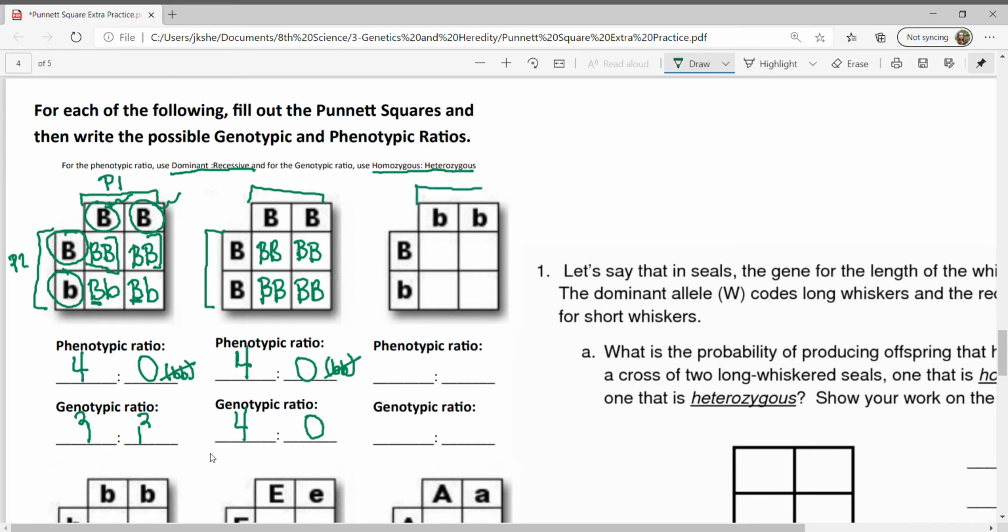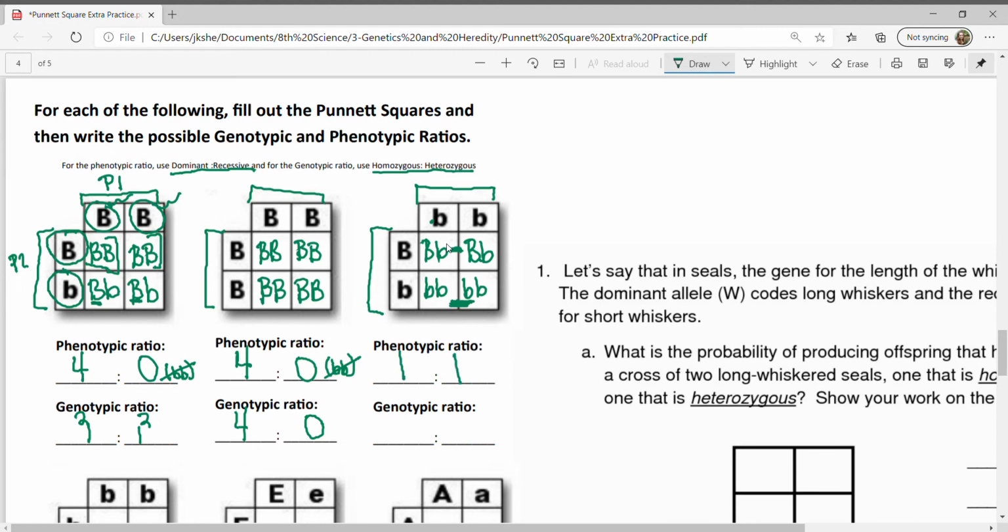For our third one, parent 1 is homozygous recessive, parent 2 is heterozygous. And so when we fill out our Punnett square, we will get heterozygous in the top left, heterozygous in the top right, and homozygous recessive in the bottom left and in the bottom right. So when we're looking at our phenotypic ratio, we know that we're going to get a dominant phenotype in these 2 right here, but we'll get a recessive phenotype in these 2 possibilities. So here's a 2 to 2 or a 1 to 1 phenotypic ratio.